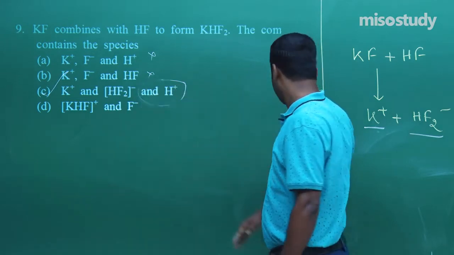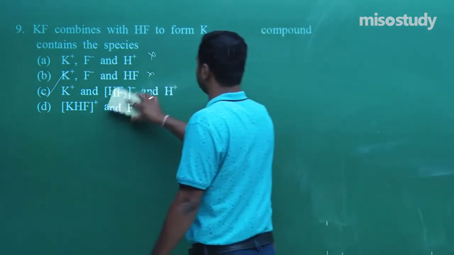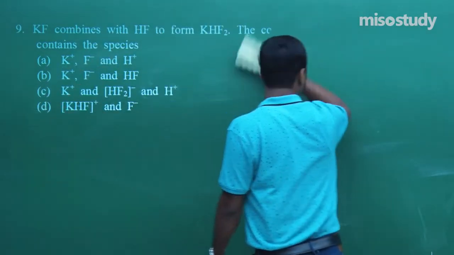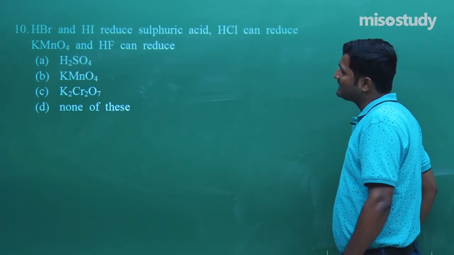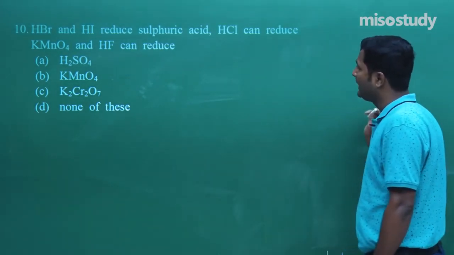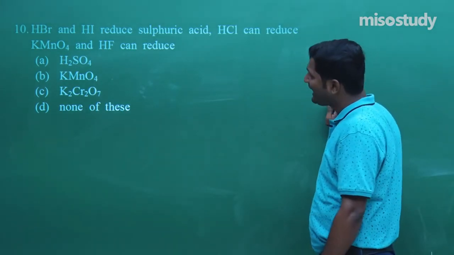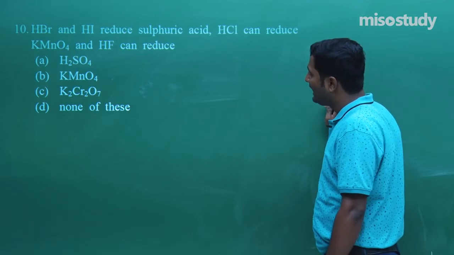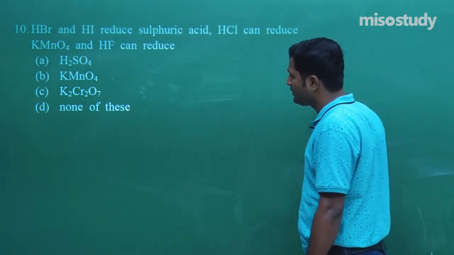Now let's move to the last question. The last question is: HBr and HI reduce sulphuric acid, that is, they act as reducing agents. HCl can reduce KMnO4, and HF can reduce H2SO4, KMnO4, K2Cr2O7.